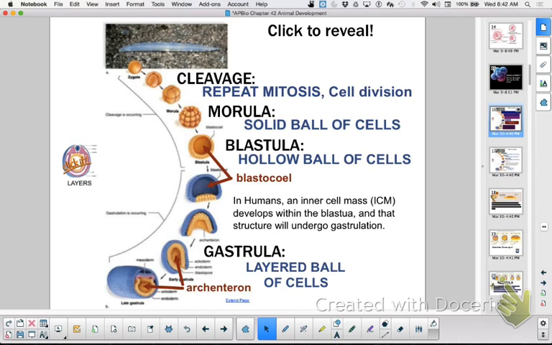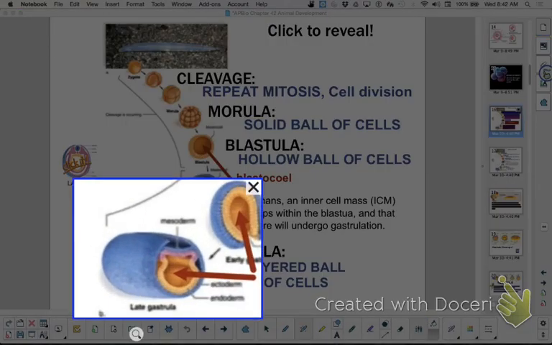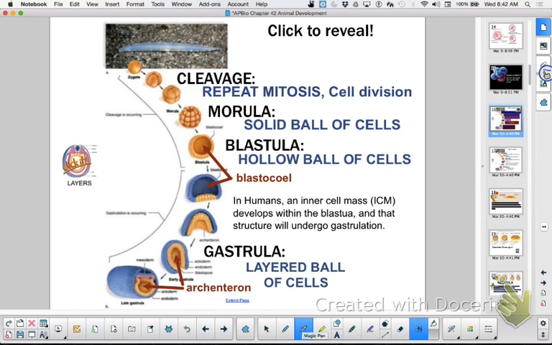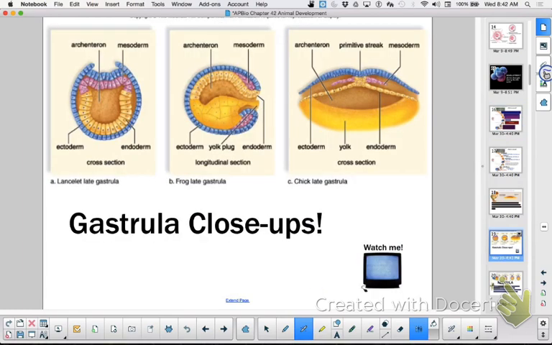Then you have these two layers originally, and down here it kind of looks like little Mickey Mouse ears showing up in pink. Those are the beginnings of the middle layer, which is called the mesoderm. You can get the mesoderm from outpocketing of the endoderm. You don't have to learn all of that right now.